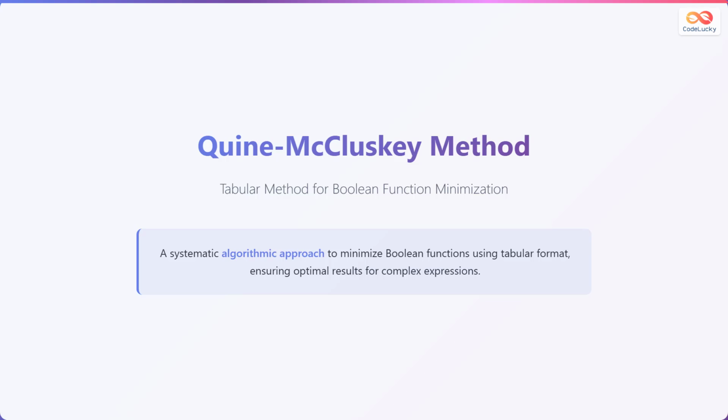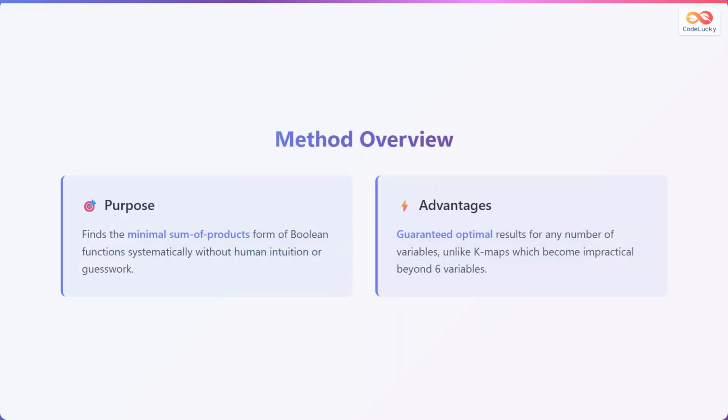The Quine-McCluskey method is a tabular method for Boolean function minimization. This method provides a systematic algorithmic approach to minimize Boolean functions using a tabular format, ensuring optimal results for complex expressions. The purpose of the Quine-McCluskey method is to find the minimal sum of products form of Boolean functions systematically without relying on human intuition or guesswork.